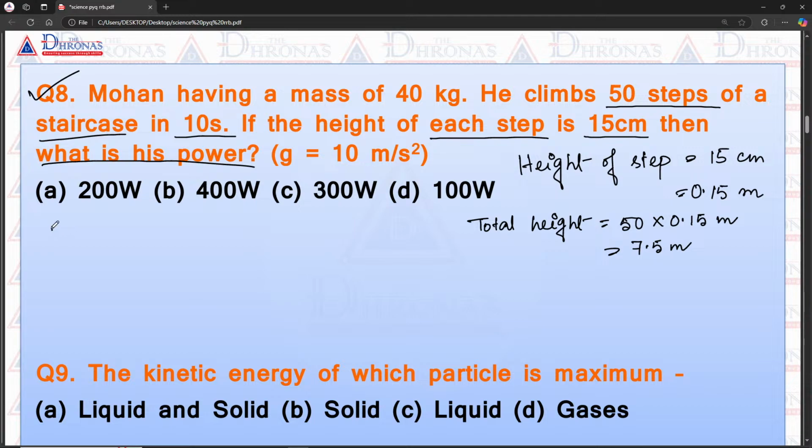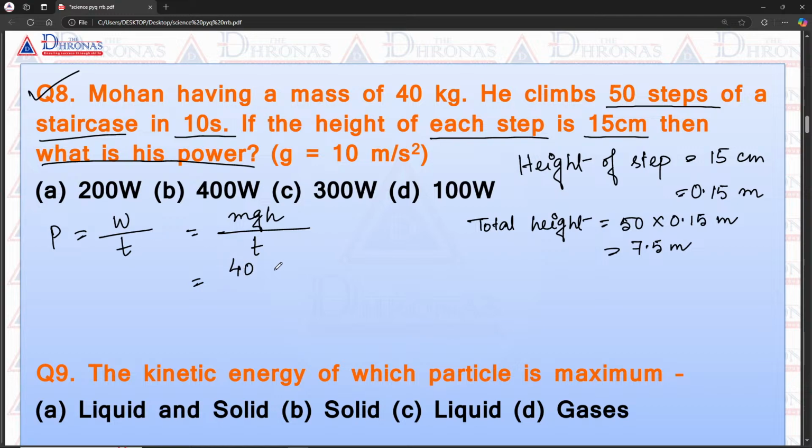So what is its power? Power means W by T, work by time. Work is also considered as energy change. So here the energy can be mgh, divided by T. So what is given?